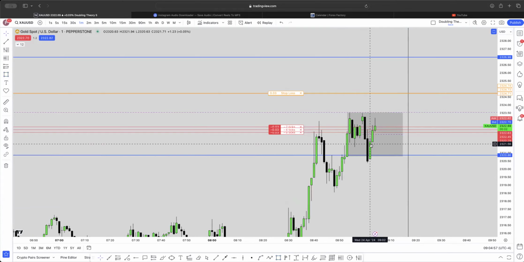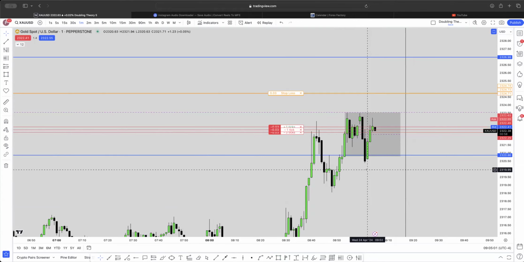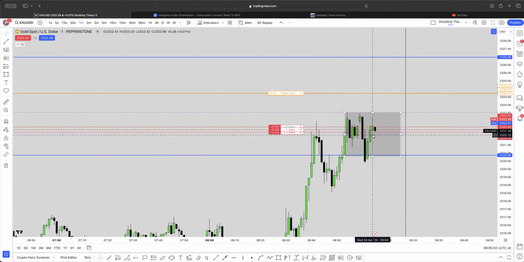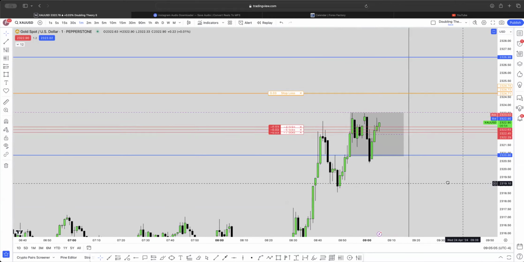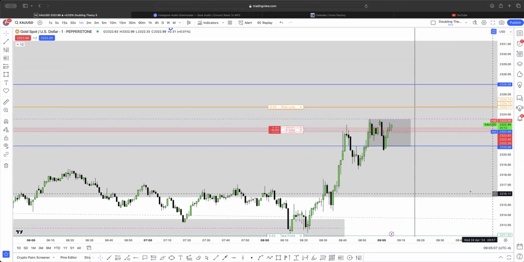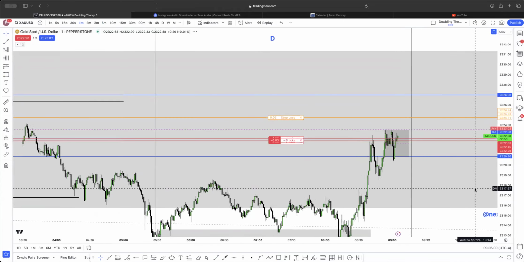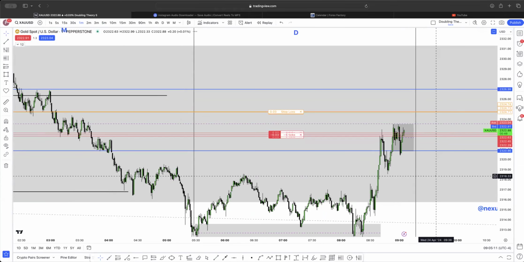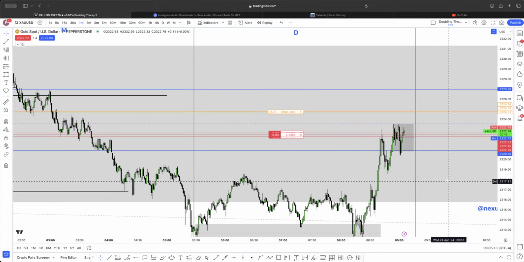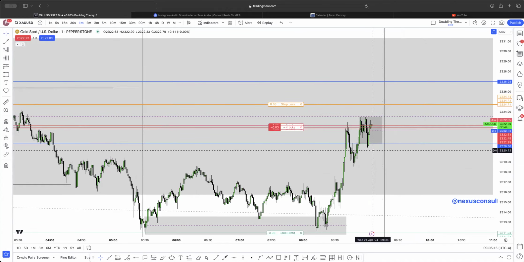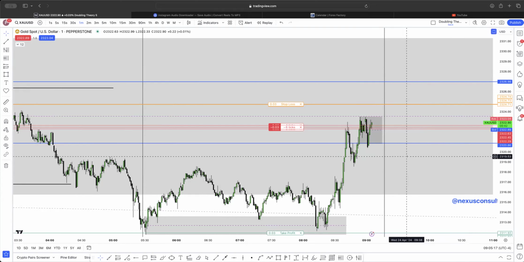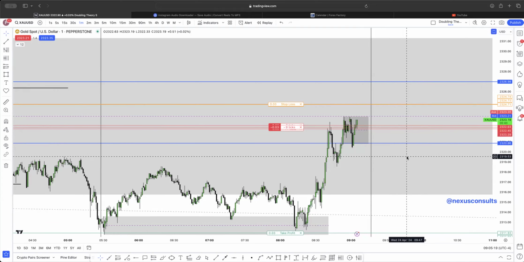Usually I'll be focusing on the 25% because price mitigated the 50% and started dropping. But if it also revisits the 50%, that's fine, right? So let's see how it goes. If we have to take a loss, we will take the loss and we will scout for other entries. And look at the time. The time is now 9 o'clock. So 9 o'clock is also a critical time period for looking for trades.